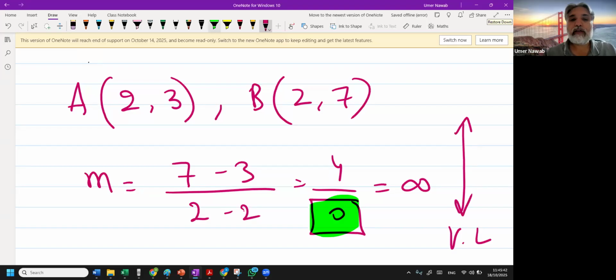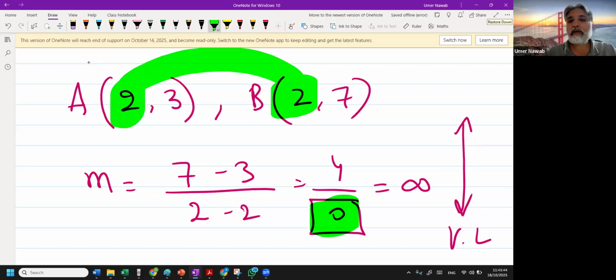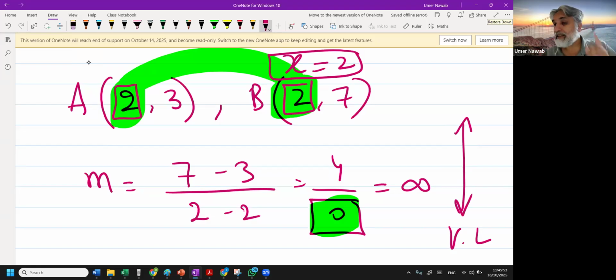And what is the equation of that line? Guys, quickly you can write the equation of the line. What is this? This is x = 2. So x is equal to 2 is the equation of this line. And for x equals 2, a vertical line, when you try to find the gradient, your gradient will become infinity. Why? Because your denominator becomes 0.